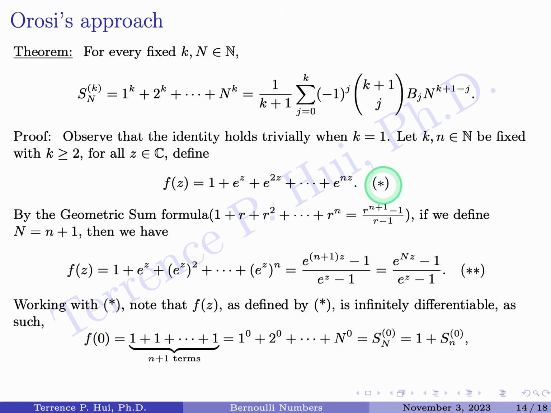Let's start with the single star formula. Notice this function is written in terms of 1 plus e to the z plus e to the 2z and so on, plus e to the nz. This is infinitely differentiable everywhere because it involves e, so you can differentiate it as many times as you like. What that means is I can build up a Maclaurin series of this function. Let's start by evaluating f of 0 as 1 plus and so on plus 1, little n plus 1 times. So that's the same as S sub capital N of 0, or if you like, 1 plus S sub little n of 0. Same thing.